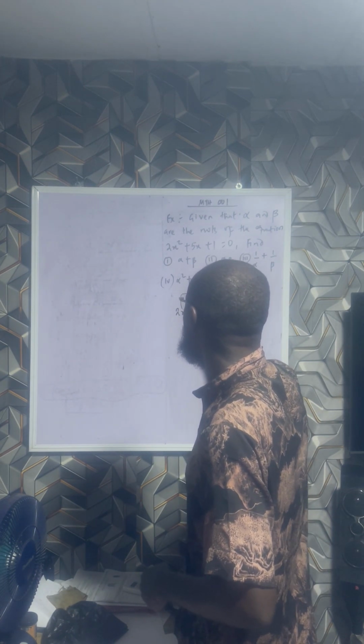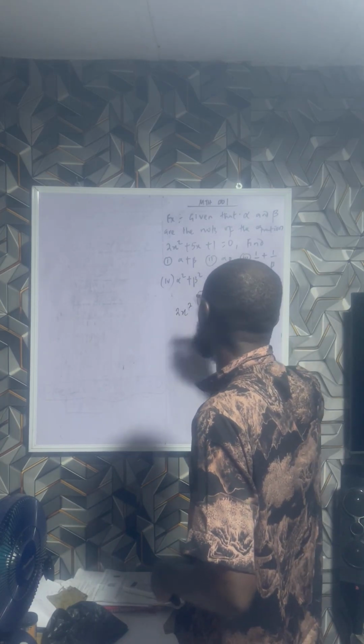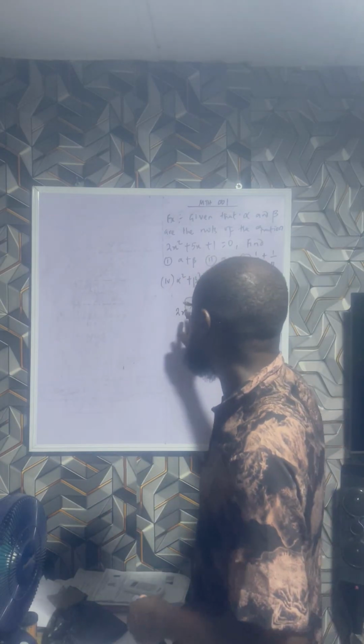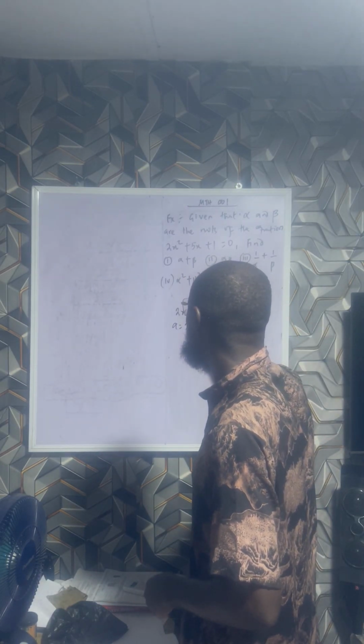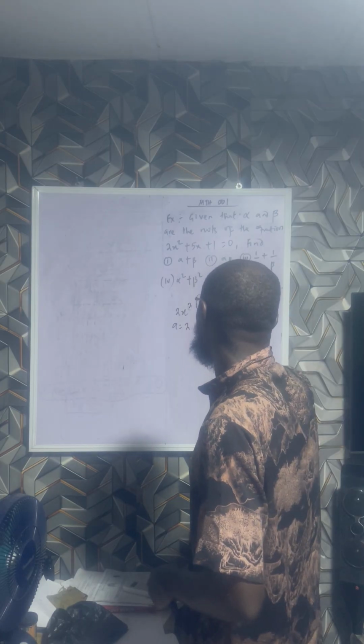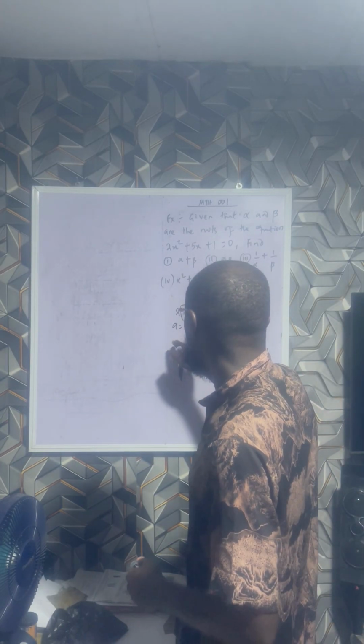2x squared plus 5x plus 1 equals 0. So the coefficient of x squared is our a, small a, equals 2. The coefficient of x is our b, equals 5, and c is equal to 1. So we find the sum of the roots.